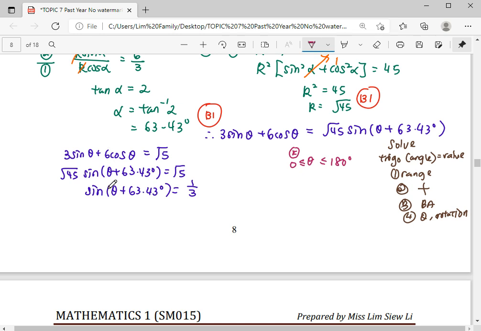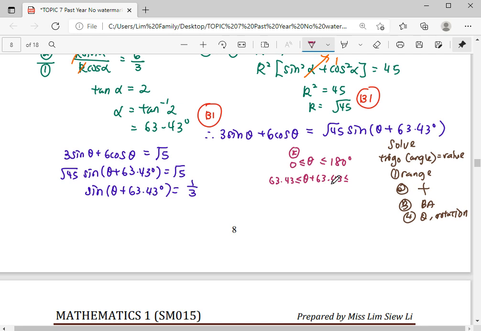But our latest solution here, you can see this is no longer theta. Our angle here is no longer theta only. Our angle here is theta plus 63.43. So our latest range here, theta will plus 63.43. So the minimum value and maximum value also will change. So when theta plus 63.43, 0 here also will plus, it will equal 63.43. And this one, 180 also will plus 63.43.